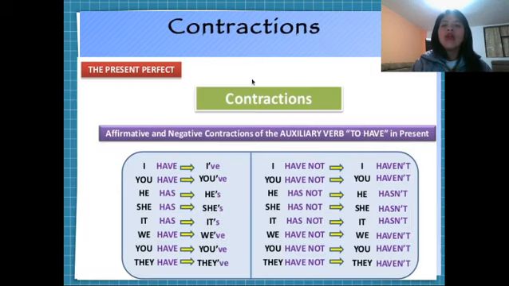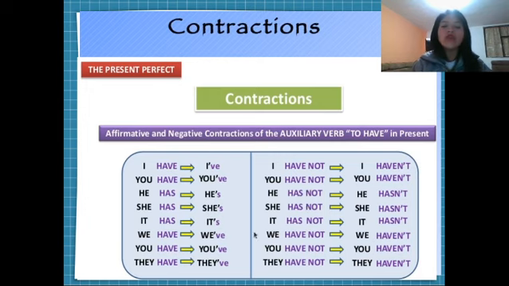Okay. Now we are going to see some contractions. For example, I have, the contraction is I've. You have, you've. She has, she's, he has, he's, it has, it's. We have, we've. You have, you've. They have, they've, right? And we have the contraction in negative form. Have plus not, haven't. Has plus not, hasn't.